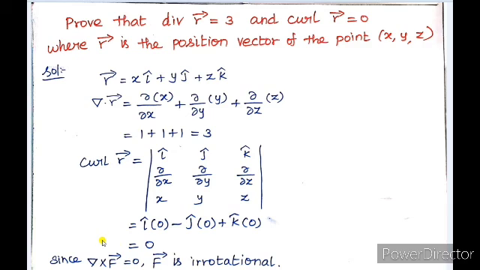So we got del cross F vector equal to 0. Del cross F vector 0 means the given F vector is an irrotational vector. Already we know by definition that del cross F vector equal to 0 means F vector is an irrotational vector. Here the position vector R vector is given, so this position vector R vector is an irrotational vector.